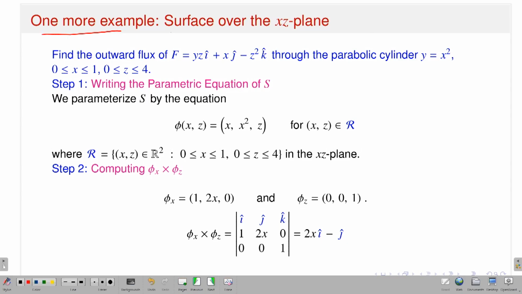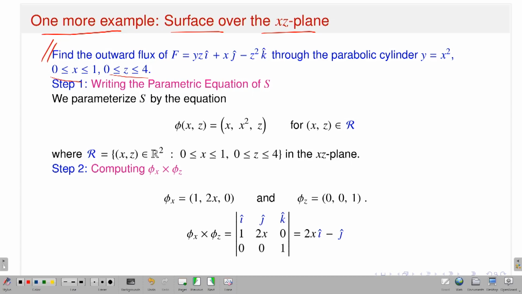So, a surface over the xz plane. If I have this example, I will ask this kind of question: find the outward flux of my vector field F through the parabolic cylinder y equals x square, where x runs from 0 to 1 and z runs from 0 to 4. So that means find the outward flux.